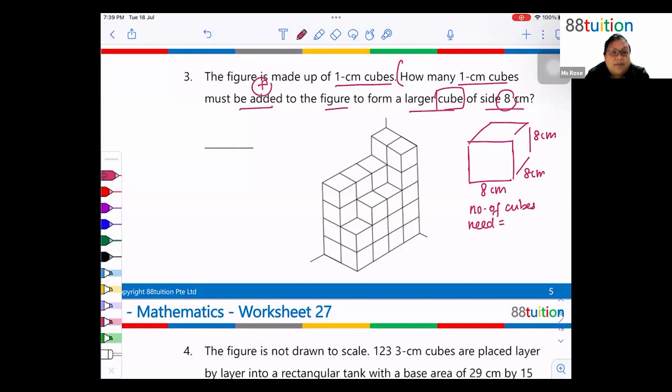Oh, Salman is okay now. I can see your face. Okay, Nabil, how do you find the number of cubes that you need? Nabil so busy.